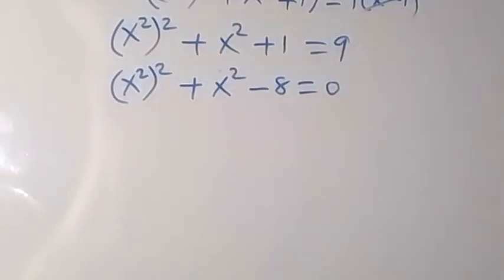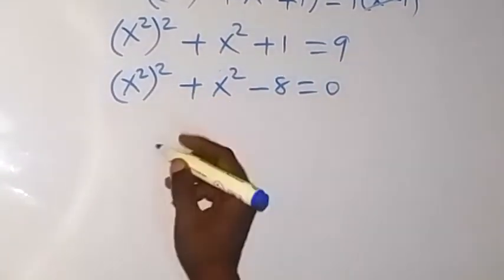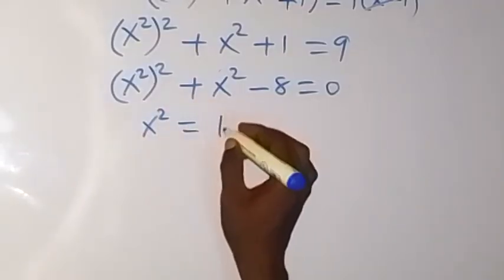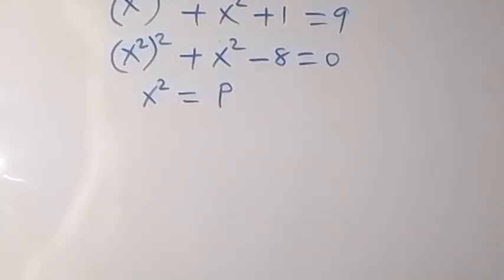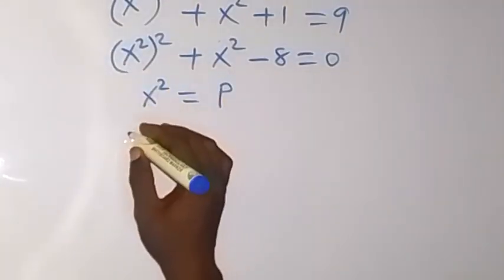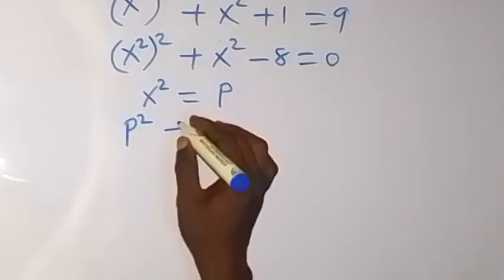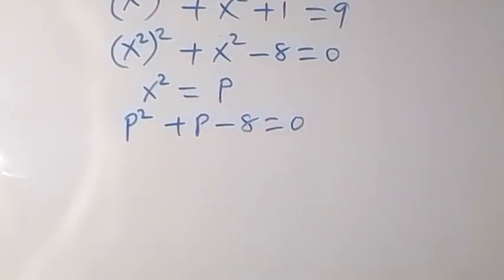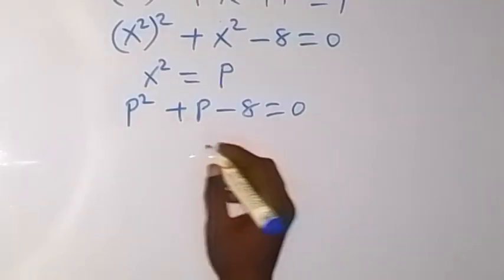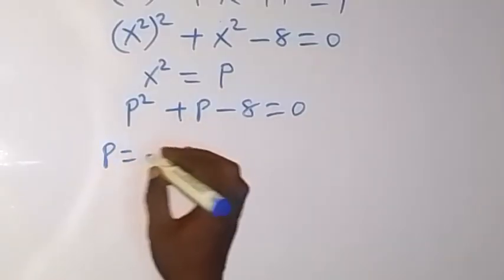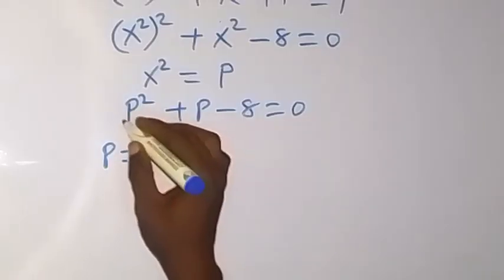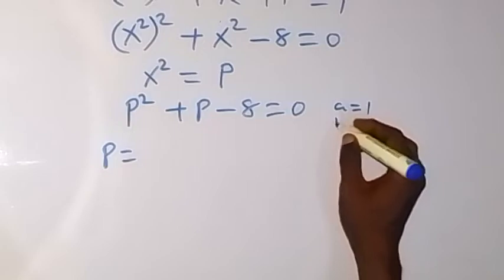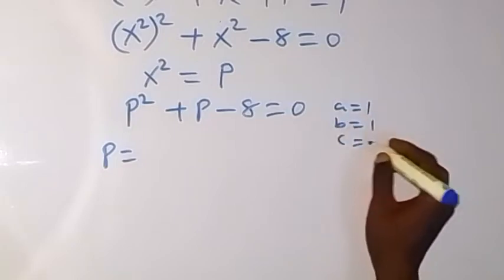Then we can see there that we have it in form of a quadratic equation. We can say let x squared be equals to a letter, let's call it letter p here. That is, we can rewrite this equation and say this will be p squared plus p minus 8 equals to 0. So if we have that, now we can solve for p. Don't forget that our a here will be 1, our b is 1, then our c is minus 8.